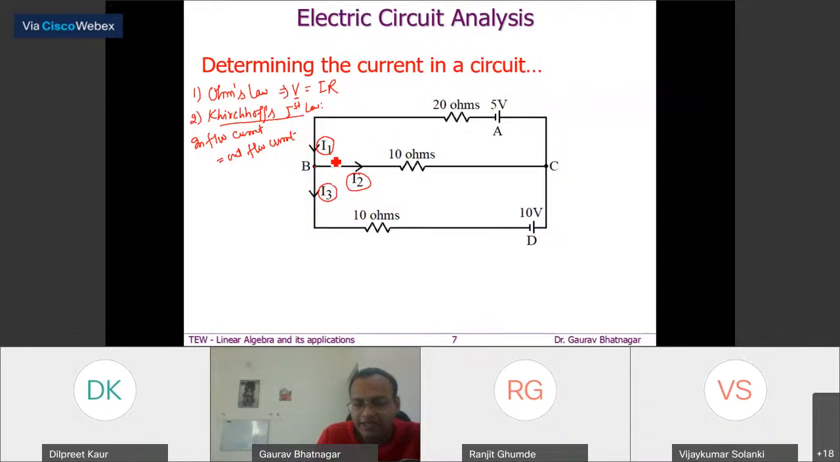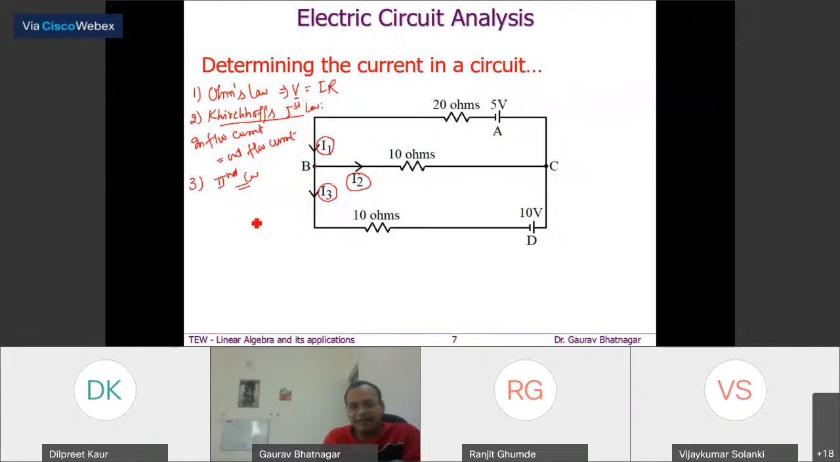So the essence says that I3 plus I2 has to be I1. So this is nothing but Kirchhoff's first law. Then we are going to have one more law, called the second law of Kirchhoff, and it is all about the voltage, which says that the algebraic sum of the voltage drops in the closed loop is going to be the total voltage in the loop.